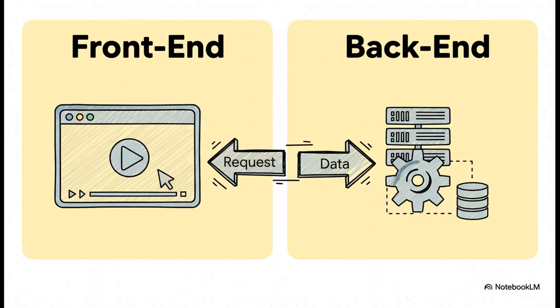And this chart here shows that division of labor perfectly. The front end is what you see. It shows you that nice-looking video player. But the second you hit play, the front end sends a message to the back end, and the back end is the workhorse. It takes that request, dives into a massive database to find the exact video you want, and then sends all that video data right back to your screen.